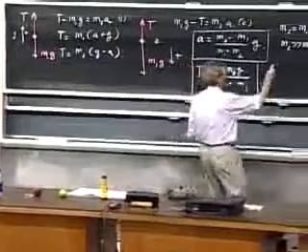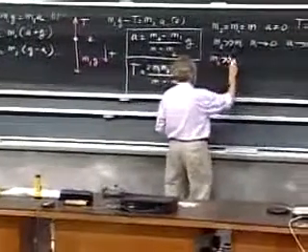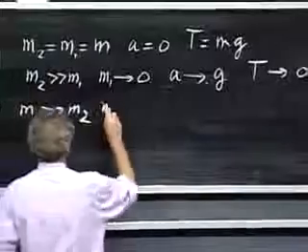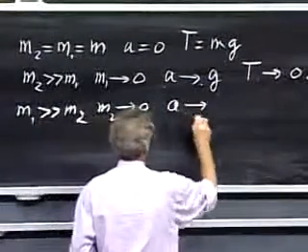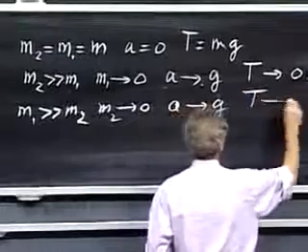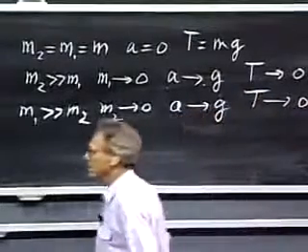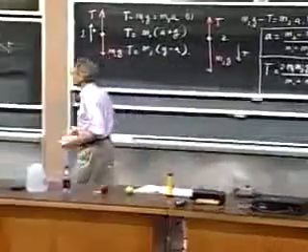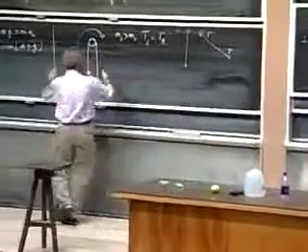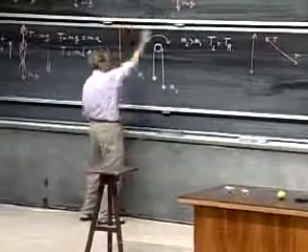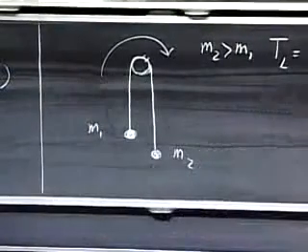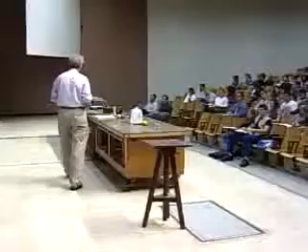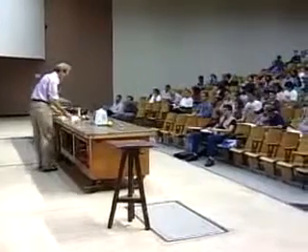And if you wanted to make M1 much, much larger than M2, and you take the limiting case for M2 goes to 0, you'll find again that A goes to g, and that T goes to 0, except that now the acceleration is not this way, but now the acceleration is this way, and now this object will go into free fall. And therefore there is no tension in the string anymore.